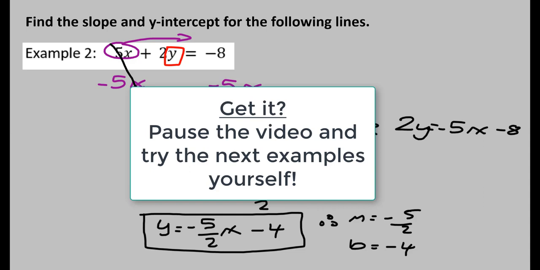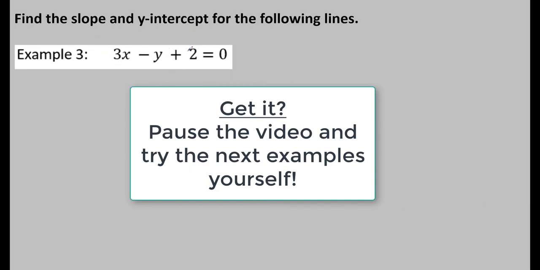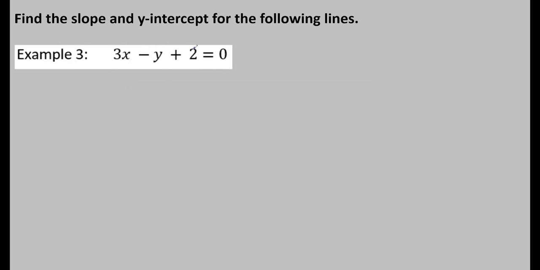If you're confused, you can always pause and replay and slow it down if you're watching at a faster speed. That's totally fine, but I'm going to keep going. The next one, find the slope and y-intercept of the following line. It's still in standard form, but this time I have 3 terms on the one side and 0, which is nothing, on this side. You're still doing the same things.